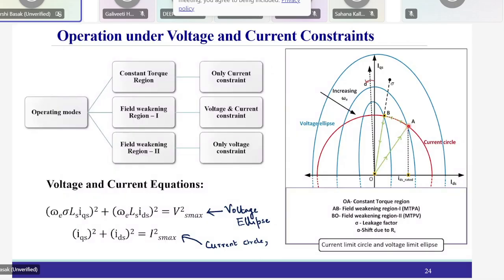Now it may happen that the speed is increasing and the voltage limit ellipse is decaying, and at one point of time it starts to hit the current circle. It has intersected the current circle at this position A, where the x coordinate, that is the IDS axis, is equal to IDS rated. At this point, it has hit.